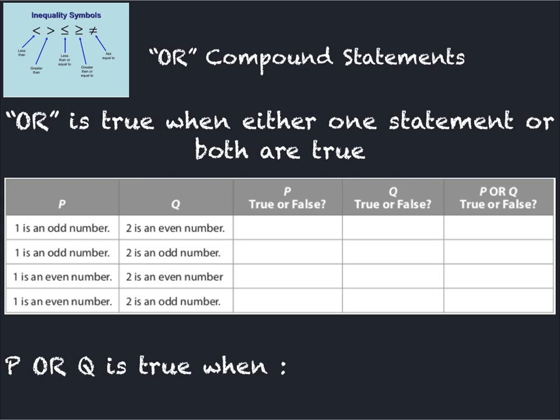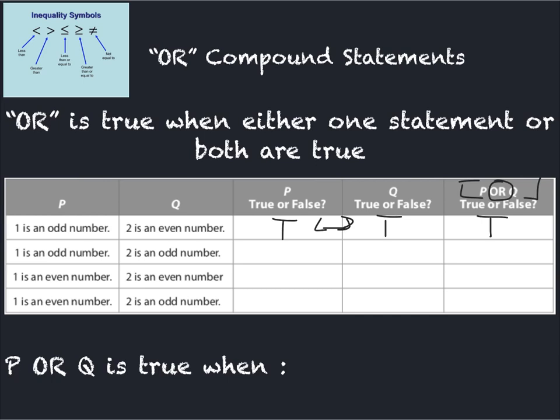The first one says, for P, 1 is an odd number. Is that true or false? Well, that's true. 1 is an odd number. 2 is an even number. Is that true or false? Well, that's true. So P or Q, because we're using or, means one of the statements or both have to be true in order for this compound statement to be true. In this case, both statements are true, right? So because both statements are true, P or Q is going to be true.